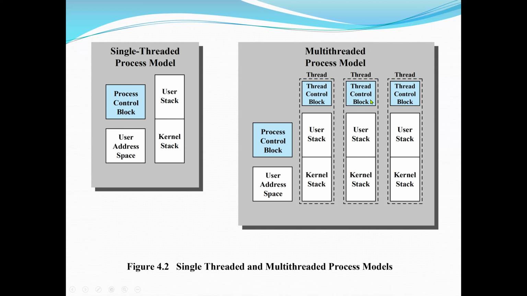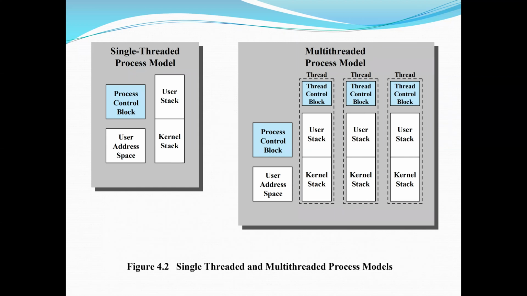And we may have the thread control block with the user stack and the kernel stack. Also the process control block and the user address space. And this is a single-threaded process model. So in this case, we have only one thread. On our right, we have multiple threads. The representation of a process includes its process control block and also the user address space, as well as other user and kernel stacks to manage the call-return behavior of the execution of the process.